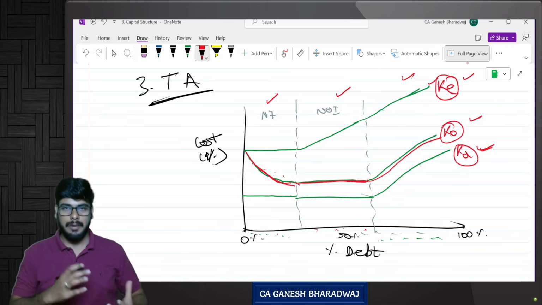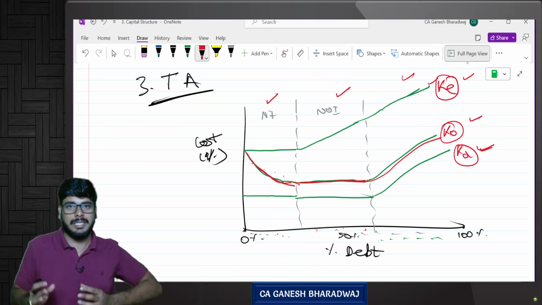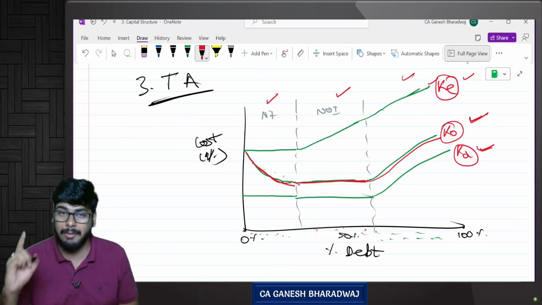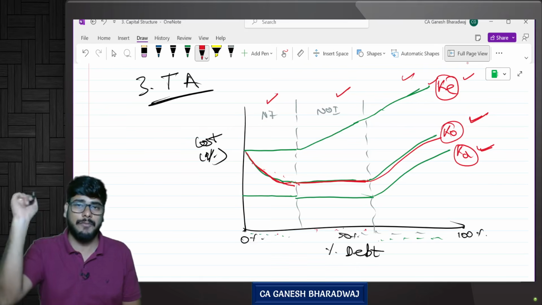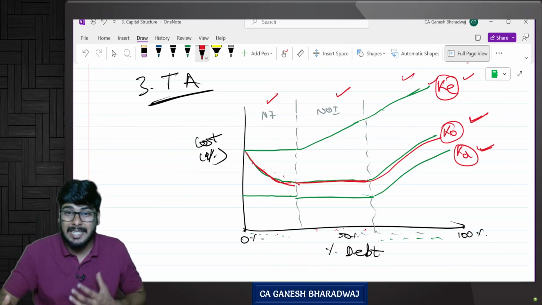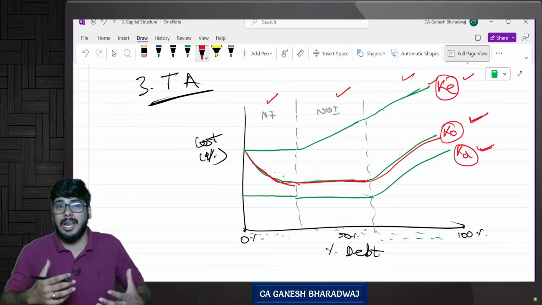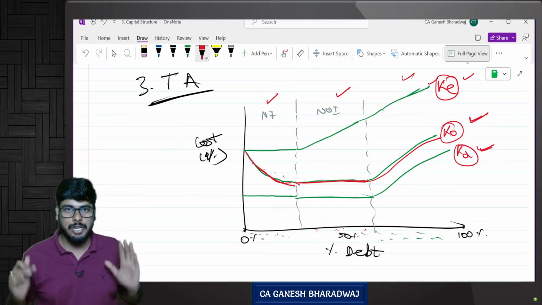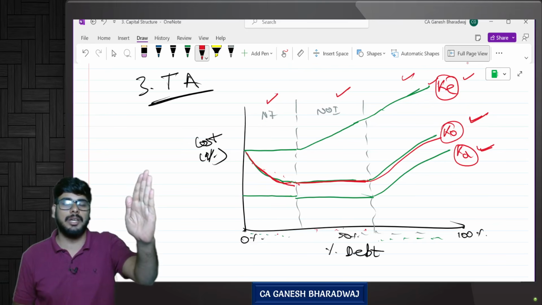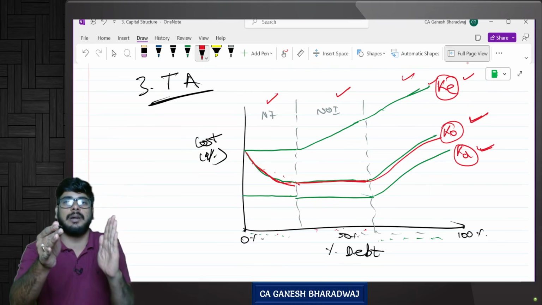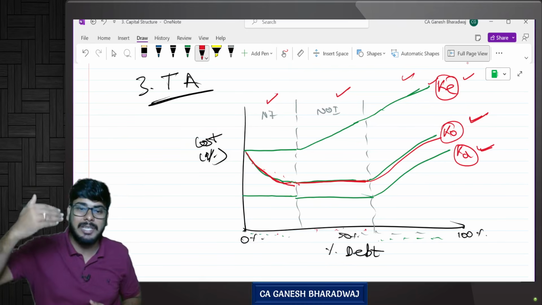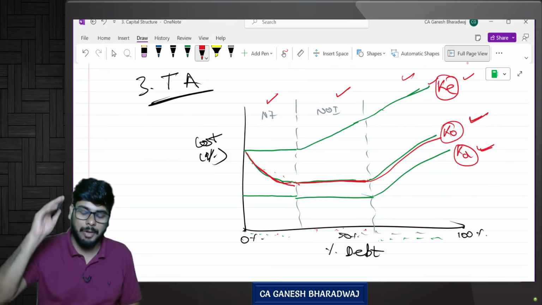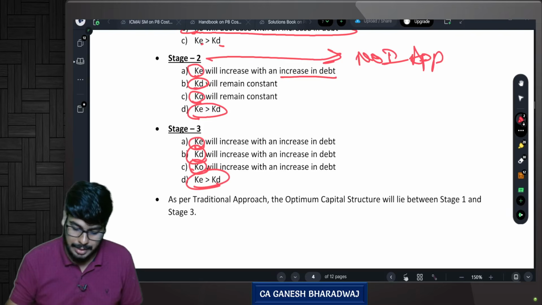So basically this traditional approach says that the capital structure decisions are relevant. Why? Because KO is changing. Whenever KO changes, your value of firm will change, correct? Now they are saying the capital structure decisions are relevant, but in a different perspective. Initially, the net income approach will happen, then the net operating income approach will happen, and finally everything will increase and shoot up. So when your KO also increases, your value of firm will come down. This is what the third method says. Are you clear with this?